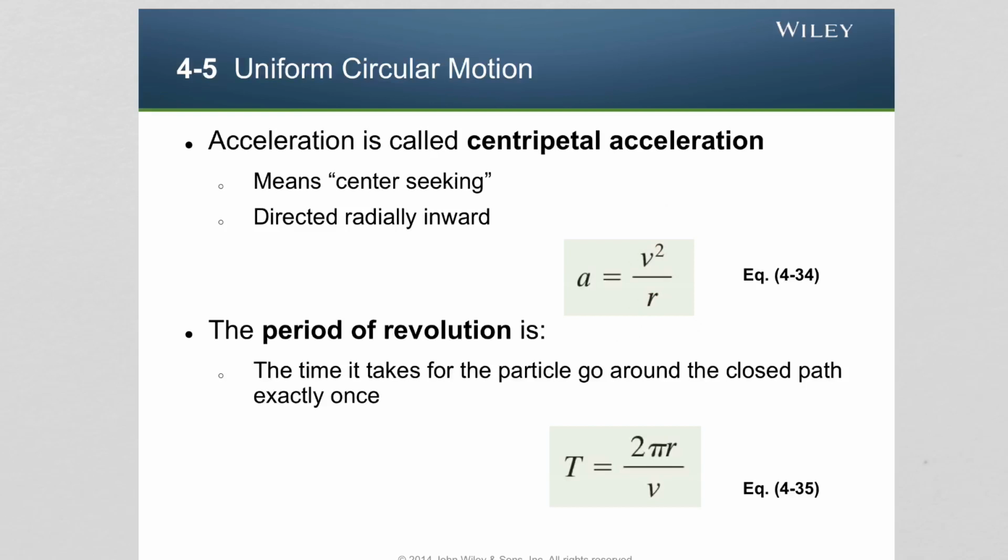And then I can also define a time for one full rotation around this circular trajectory. This time is called the period of revolution. The period of one revolution is equal to the circumference of the circular trajectory divided by the speed of rotation. So T equals 2 pi times r divided by v.